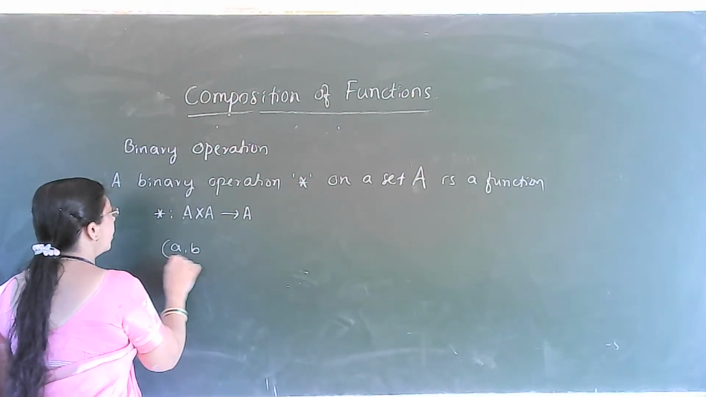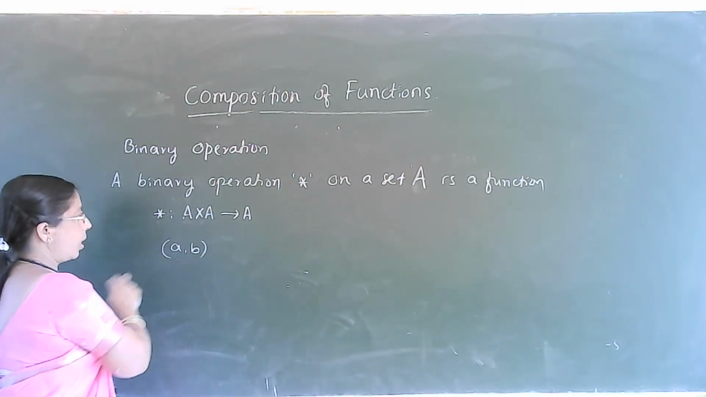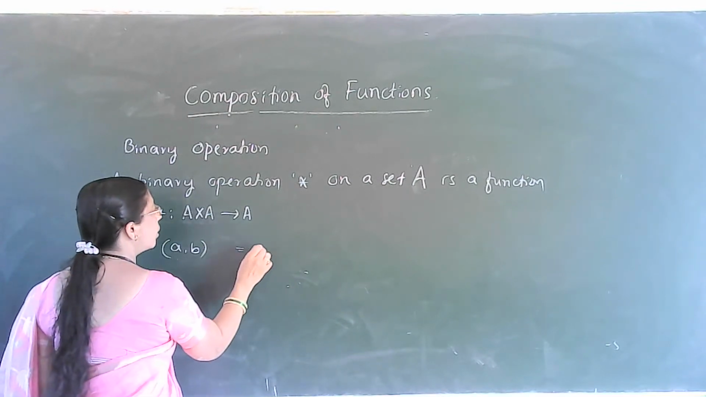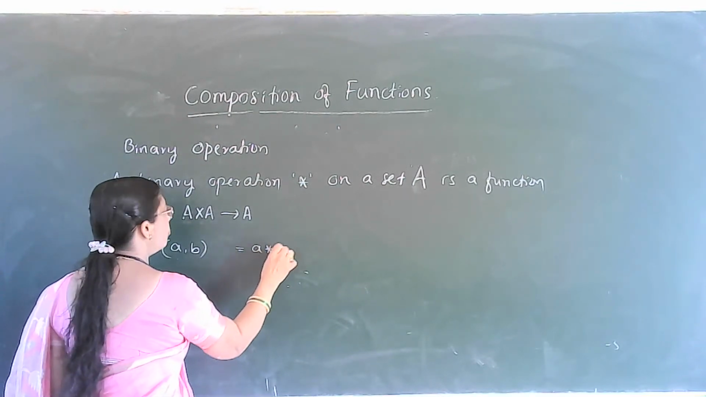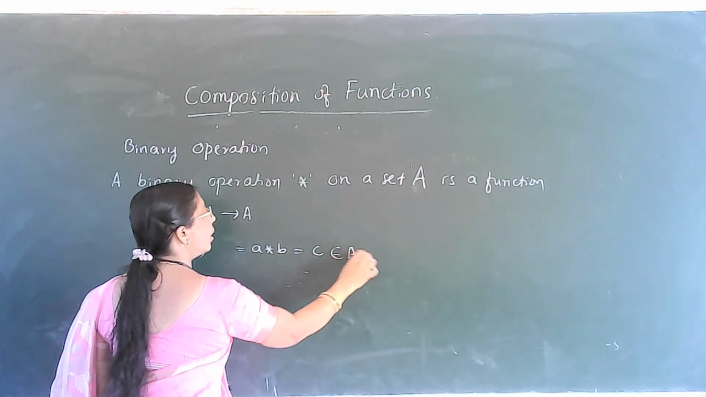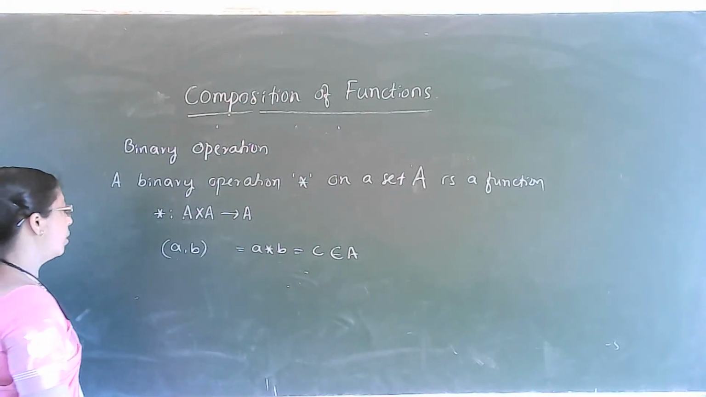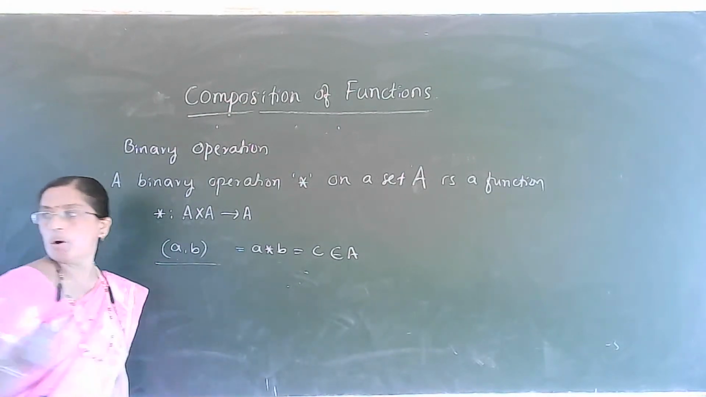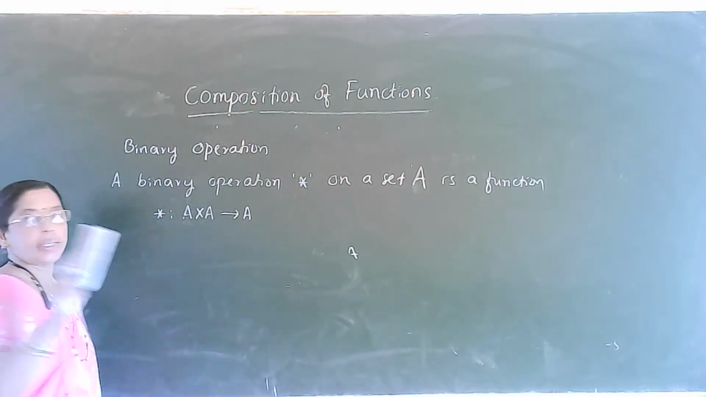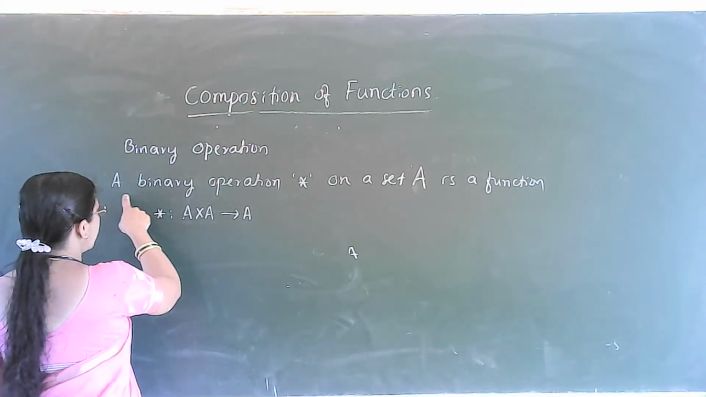Given an ordered pair (A, B), which is an element of A cross A, you get A star B, and it belongs to A. This is the binary operation. Binary means the operation is on two elements.